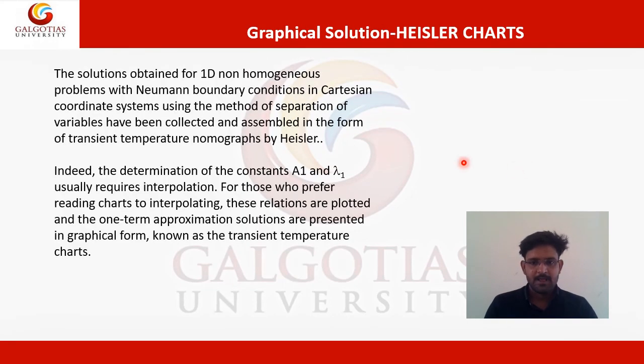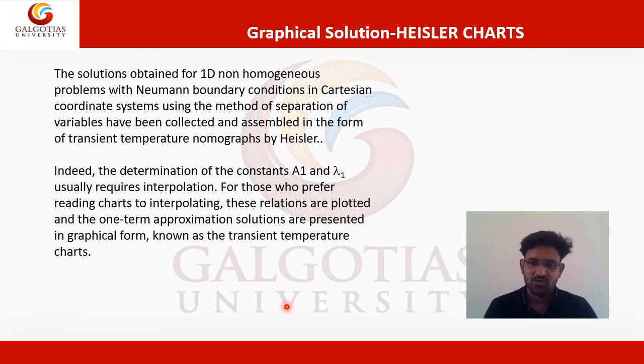Okay. Now another approach is the graphical solution, the Heisler charts. When the Biot number is greater than 0.2, then the lumped mass system doesn't suit well. In that case, the Heisler charts are used to predict the temperature. The solutions obtained for the 1D non-homogeneous problem with Neumann boundary conditions in the Cartesian coordinate system using the method of separation of variables have been collected and assembled in the form of transient temperature nomographs by Heisler, and the given charts are a very useful baseline against which to validate one's own analytical or numerical computation.